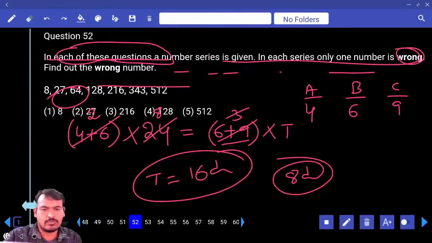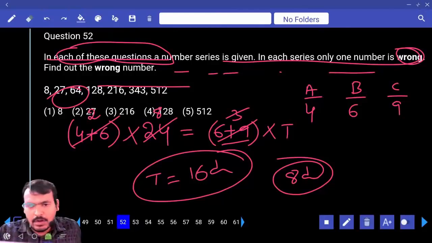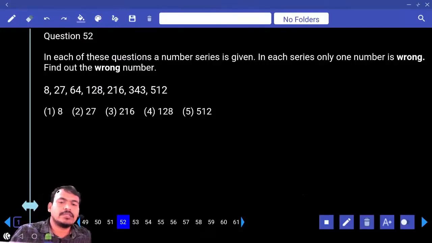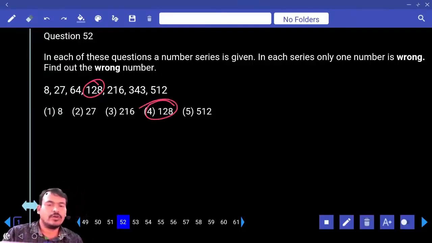Next, 52. Wrong number. First 8, 27, 64, 128. Is 128 the wrong number? Which option? Fourth one, because all are perfect cubes.